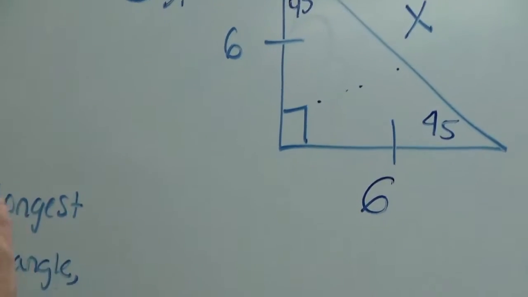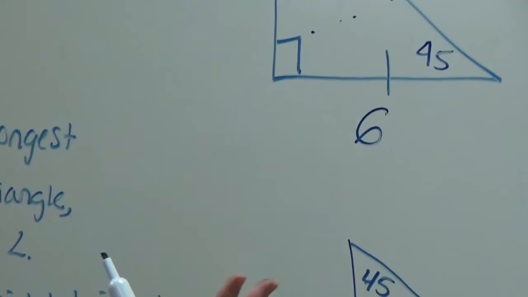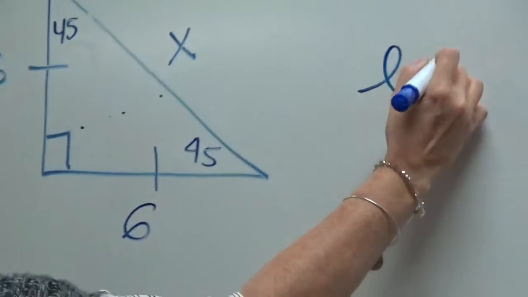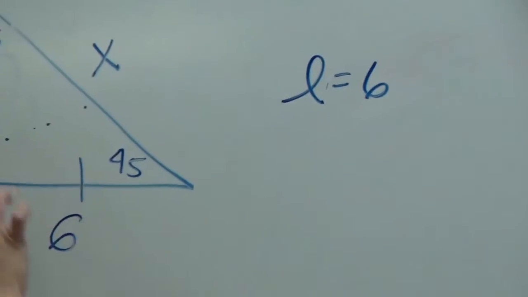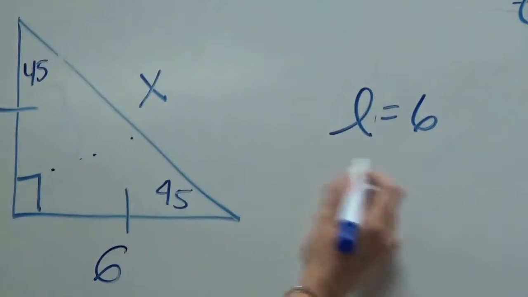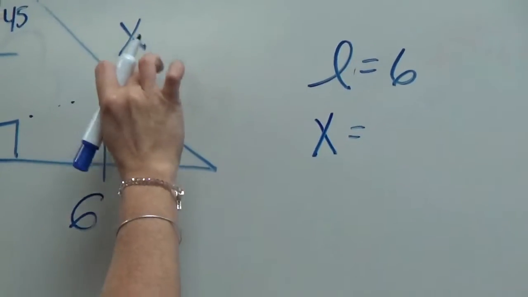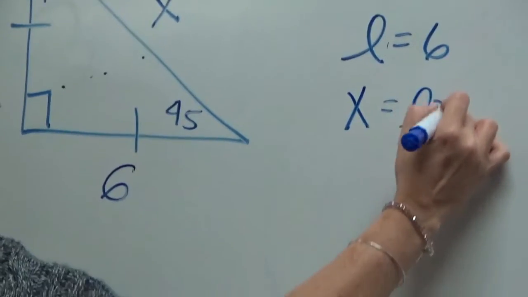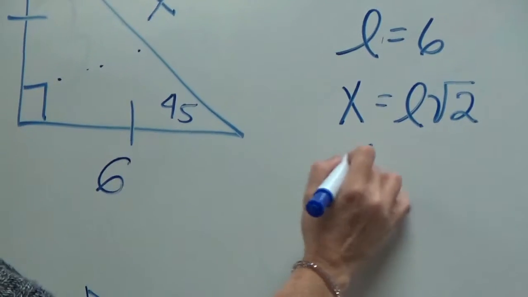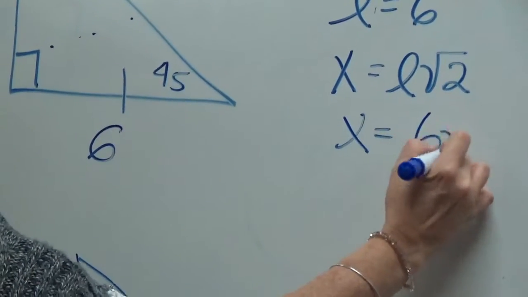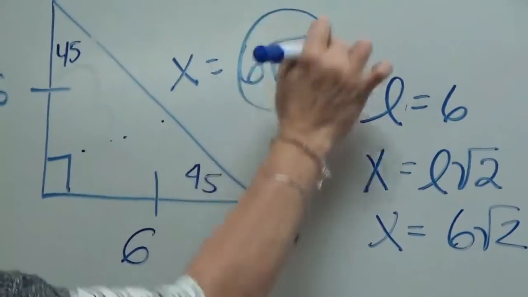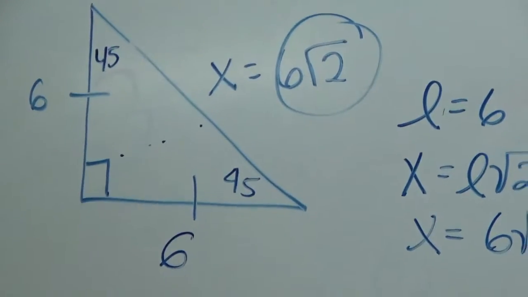Well, I'm telling you, with the 45, 45, 90-degree triangle, if the L is 6, this is 6, this is 6, then x is going to be 6 radical 2, or L radical 2. That side, the hypotenuse, is always the leg times square root of 2. So if we know L equals 6, then the leg is 6, 6 square roots of 2 is my answer. So the answer here is 6 square roots of 2. Okay? At first it's going to be pretty easy.